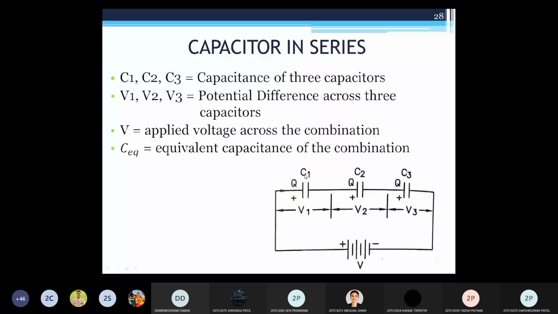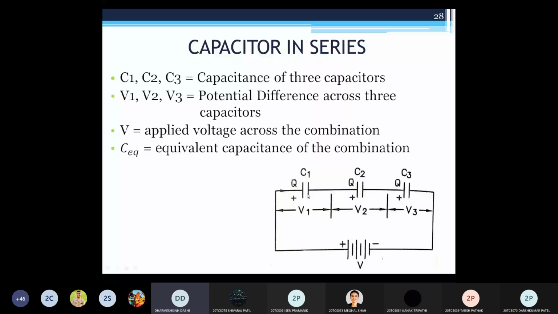When we talk about resistance, we keep in mind three parameters: voltage, current and resistor. In the same way, in capacitance we keep in mind three parameters: voltage, charge and C. Out of these three, one parameter always remains constant in series or parallel connection. In series connection, because the current remains the same in all three capacitors, the charge remains constant, and that is Q. You can see here all three capacitors C1, C2 and C3 have the same charge Q, because the same current is flowing through these capacitors.